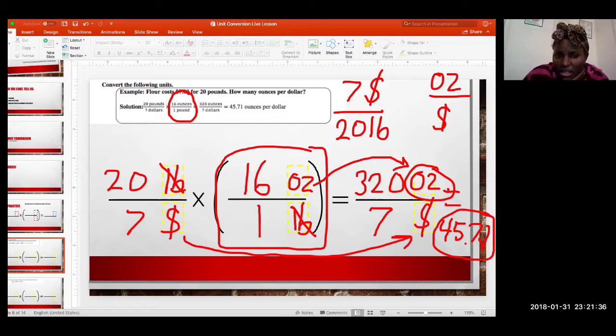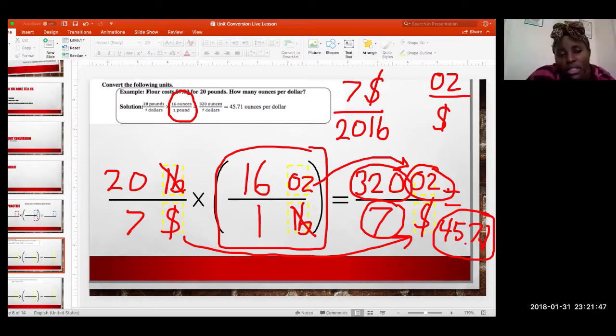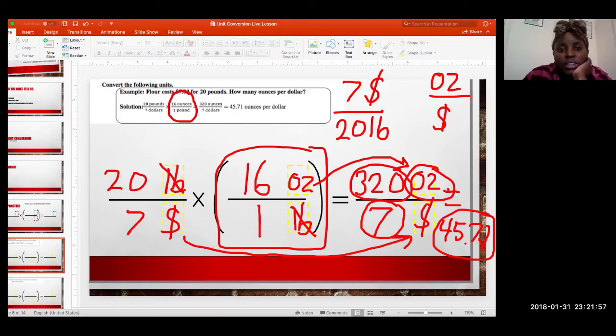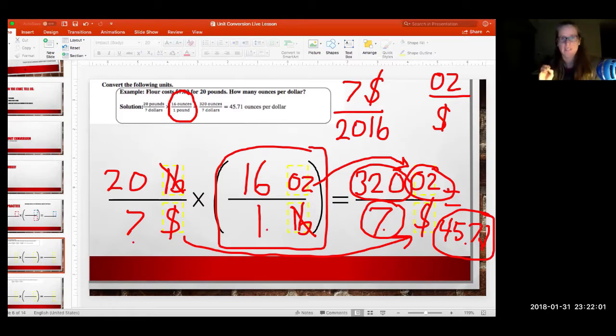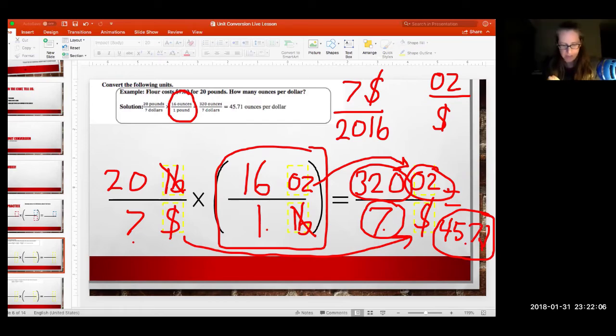All right, so that one's pretty straightforward. I took 320 right here, and I divided it by 7. Do you see where I got the 320 from? Yes, I saw. It's 20 times 16. And do you see where I got the 7? Yeah, the 7 is at the bottom. Yep, the 7 times 1 gives me 7. Right, because for multiplication, you multiply across the top, and then you multiply across the bottom.